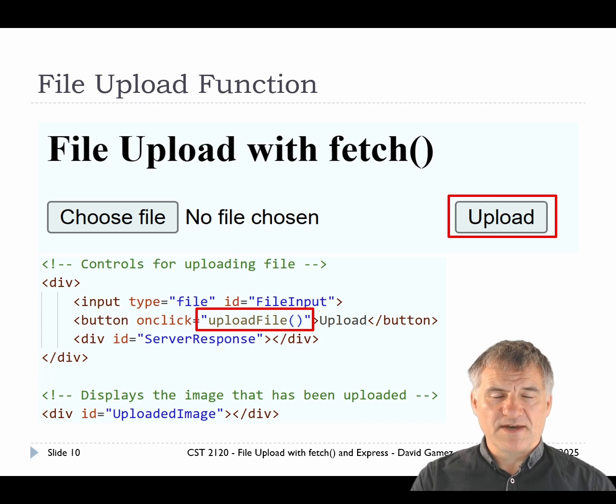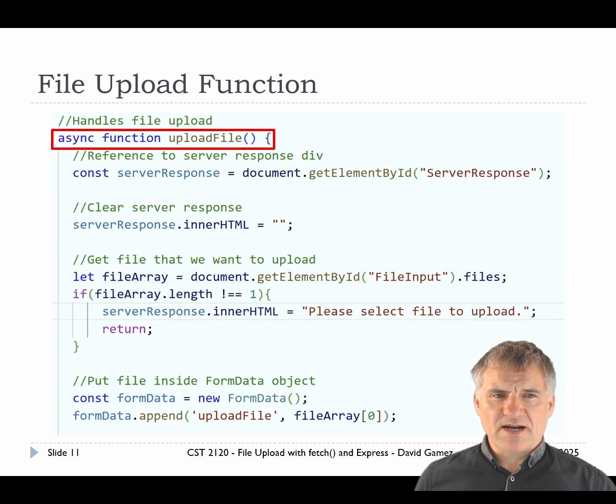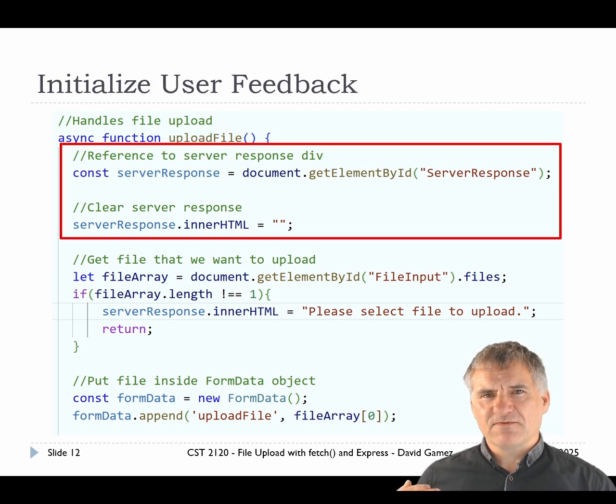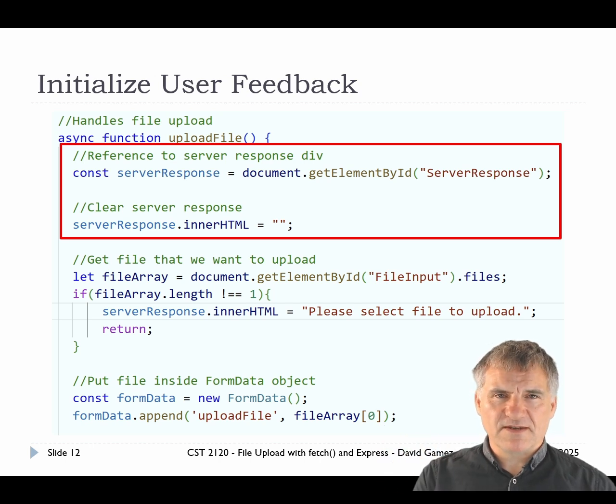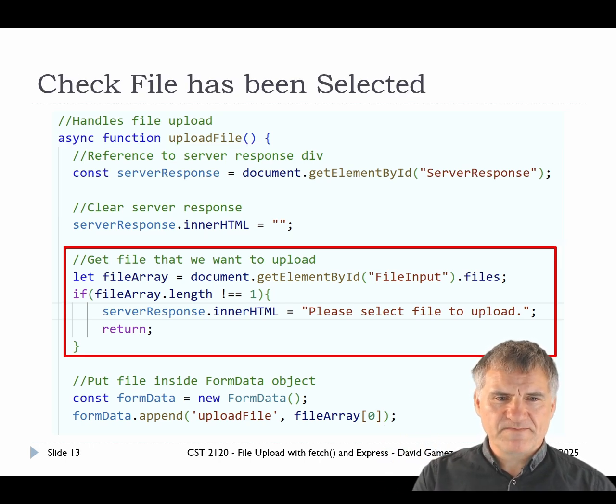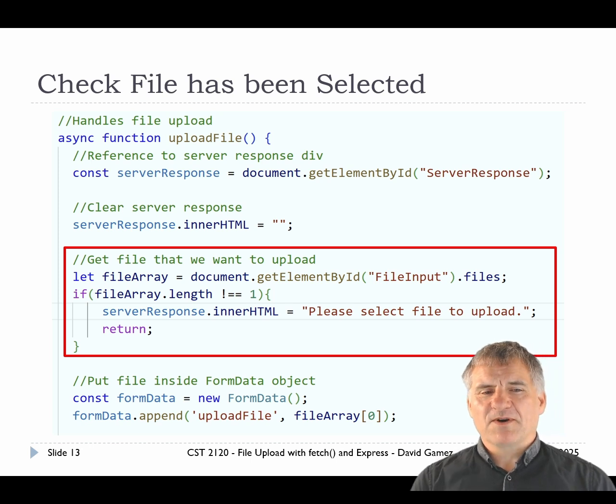So now I'm going to go through that. So here's my upload file function. It's async because I'm using Fetch, which is promise based. Now the first stage, just reset the feedback, like any kind of input field. You've done this a lot in your coursework so far. So we've just got a server response, which is the div that gives feedback to the user about the success or failure of the operation. Then we get the file we want to upload.